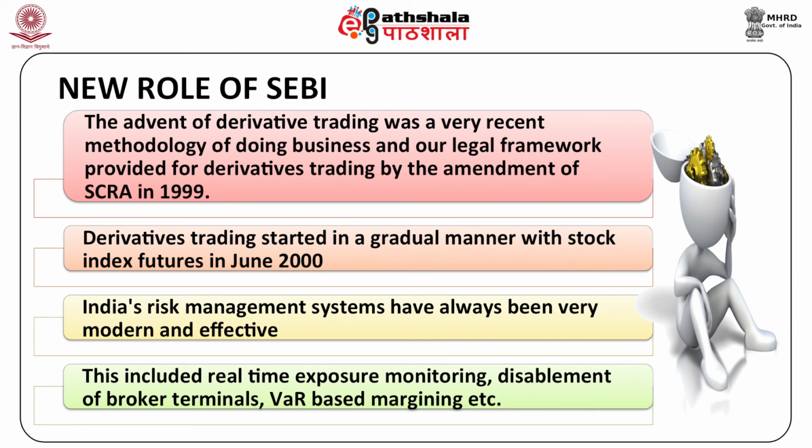India's risk management systems have also been very modern and effective. The VaR-based margining system was introduced in mid-2001, and the risk management systems have withstood huge volatility experienced in May 2003 and May 2004. This included real-time exposure monitoring, disablement of broker terminals, VaR-based margining, etc.